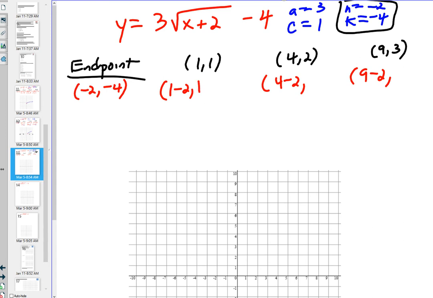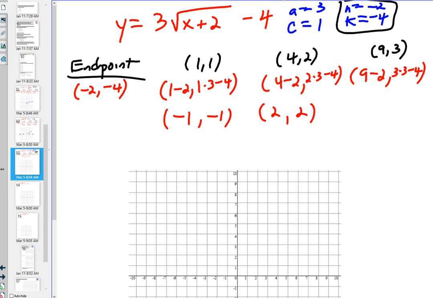So 1 times 3 minus 4. And then you can start showing off your mental math skills. 2 times 3 minus 4. 3, which is the y here, times 3 minus 4. So this would be negative 1. This gives me 2 and 2. This gives me 7 and 5. Take that, mental math.